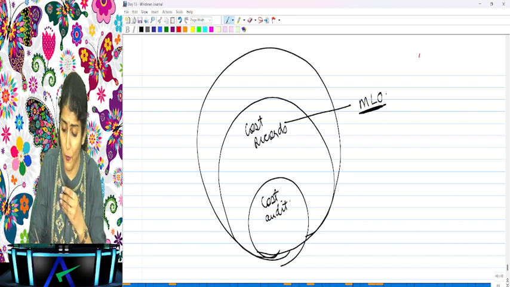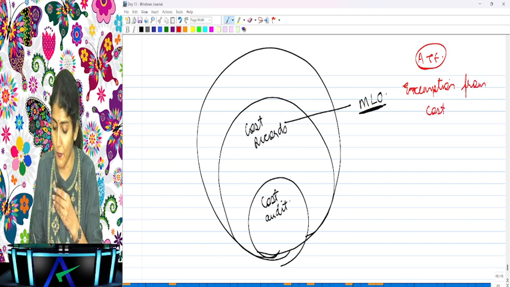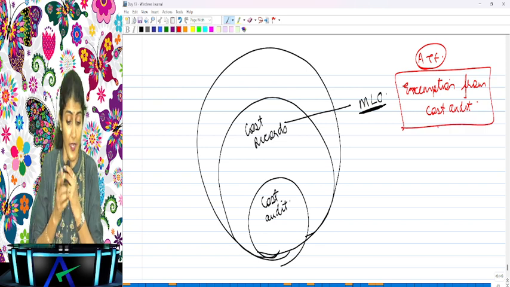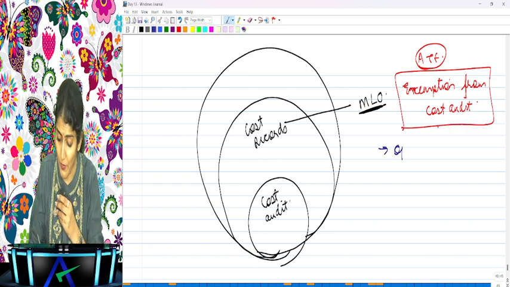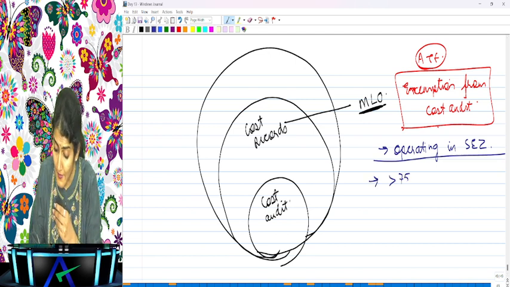And here we have a super favorite question of ICAI, the exemption from cost audit. When is a company, though it is maintaining the cost records, told there is no need to get a cost audit done? What is the exemption from the cost audit? One, if you're operating in an SEZ, a special economic zone. Or more than 75% of your revenue is coming through exports, and that too in foreign exchange.